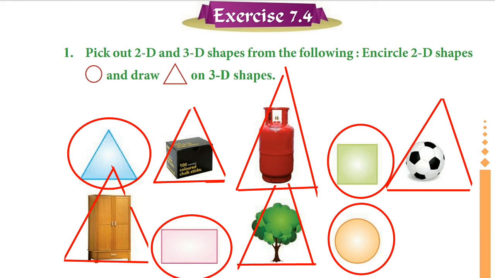And this is a football, which is a 3D shape. Similarly, this is an almirah, which is a 3D shape. Next, we have a rectangle, a 2D shape. Next, we have a tree, a 3D shape. And next, we have a circle, which is a 2D shape.